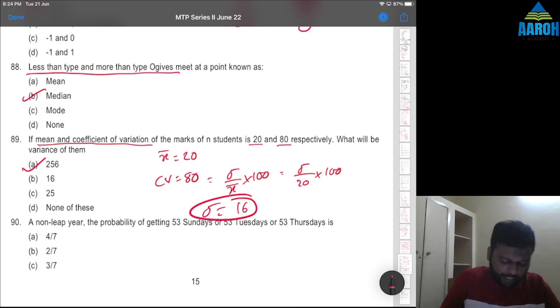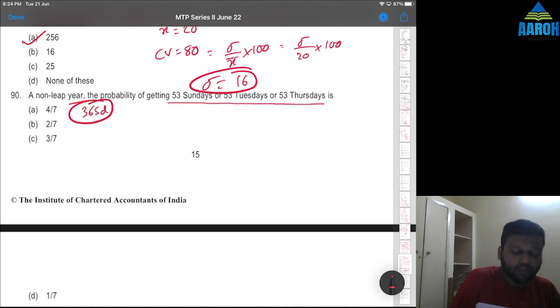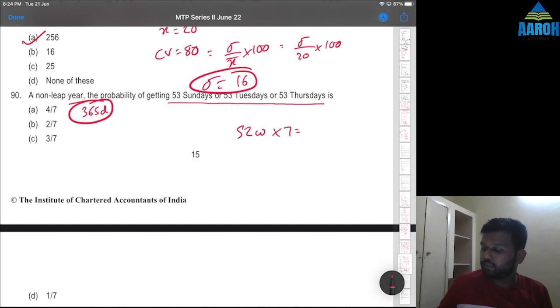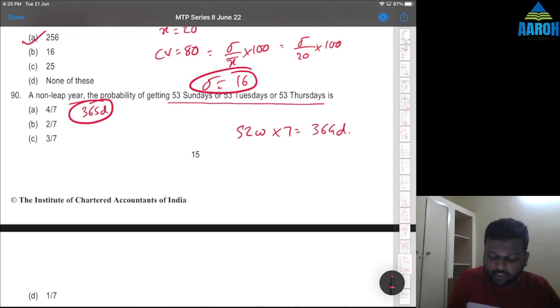Okay. Next, 90. A non-leap year probability of getting 53 Sundays or 53 Tuesdays or 53 Thursdays is. This kind of question is there in probability exercise, right? Non-leap year means there are 365 days. First, understand 52 weeks are how many days? 52 into 7 is how much? 364 days, right? That means every day in the week is coming 52 times in 364 days.